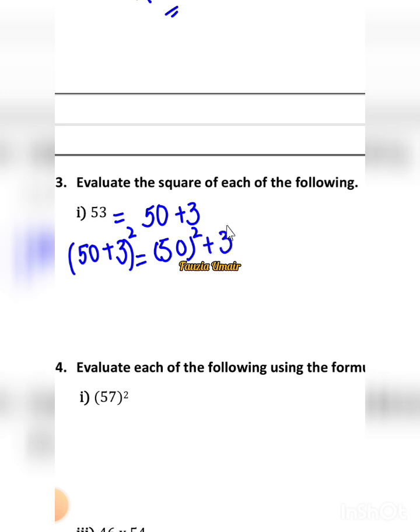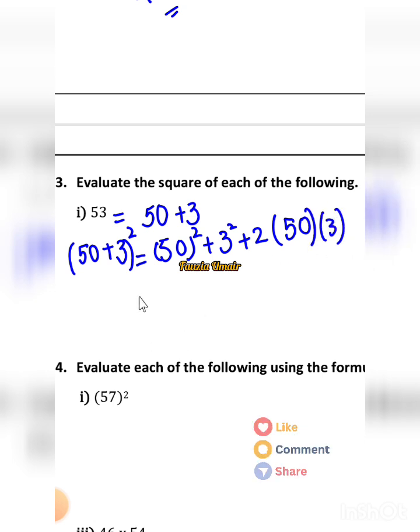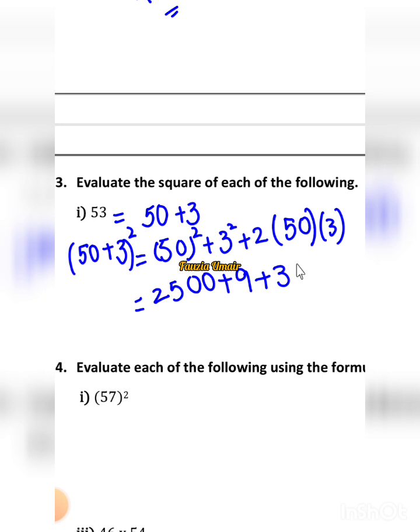So this is equal to 50 square plus 3 square plus 2 into 50 into 3. So now 50 square is, I know 5 square is 25 and the 0s will be doubled, so it will be 2500, plus 9, plus 5 2s are 10 and 10 3s are 30, so it is 300. Now if we add quickly, 2 will stay, 5 plus 3 is 8, 0 will be in the middle, and 9 will be at the end.